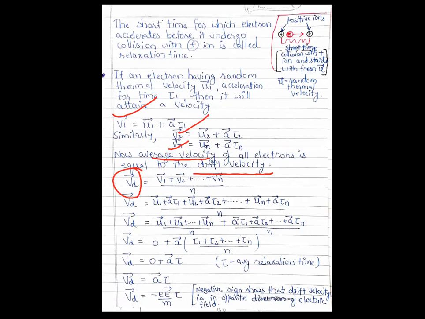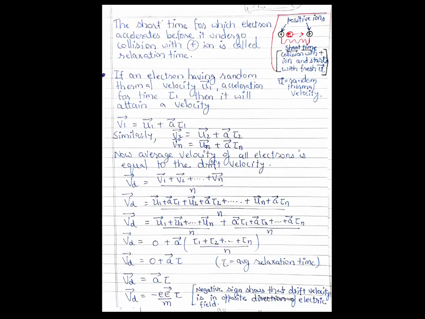You can see over here. The symbol of drift velocity is Vd. So Vd equals to average of the velocities. The average, how we will find? V1 plus V2 plus V3 plus dot dot dot dot Vn upon n number of electrons. So upon n, right? Now what we are doing?